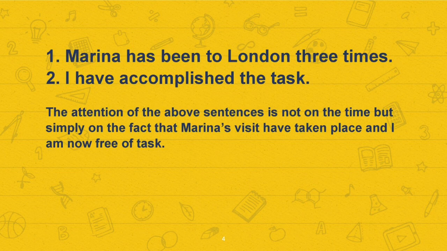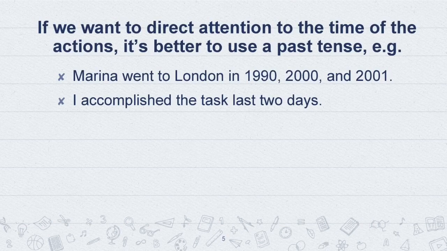Okay, look on the next slide. If we want to direct attention to the time of the action, it's better to use a past tense. For example, Marina went to London in 1990, 2000, and 2001. Next, I accomplished the task 2 days ago.